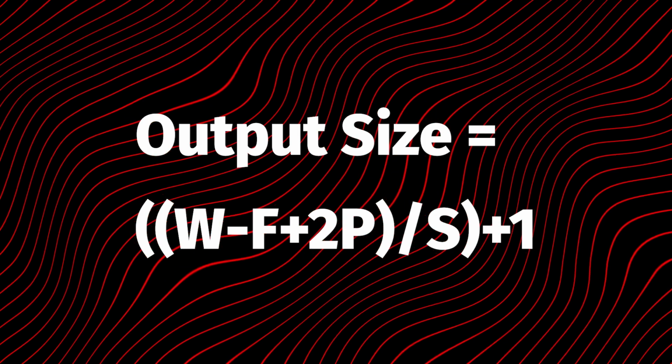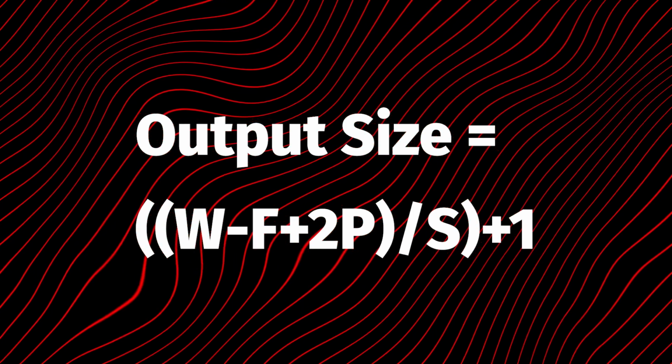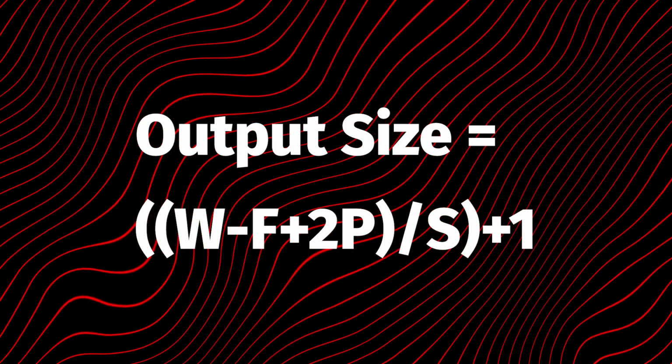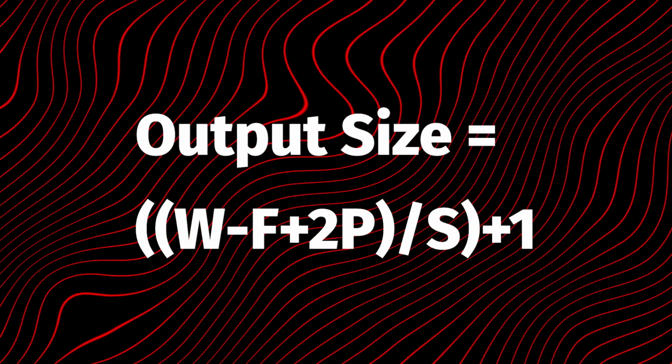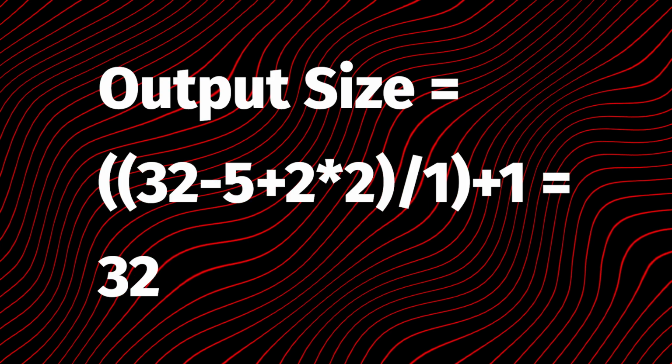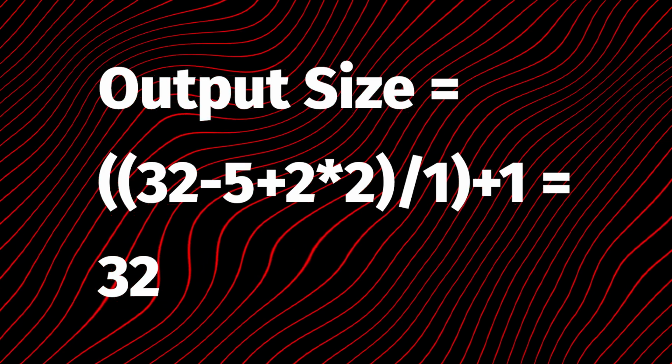For example, let's consider an input size of 32 by 32, a filter size of 5, a stride of 1, and a zero padding of 2. To compute the spatial size of the output volume, we can use the formula where the output size is equal to (W - F + 2P) / S + 1, where W is the input volume size, F is the receptive field size or the filter size, S is the stride, and P is the amount of zero padding. Plugging in the values, the output size would be (32 - 5 + 2 times 2) / 1 + 1, which is equal to 32.